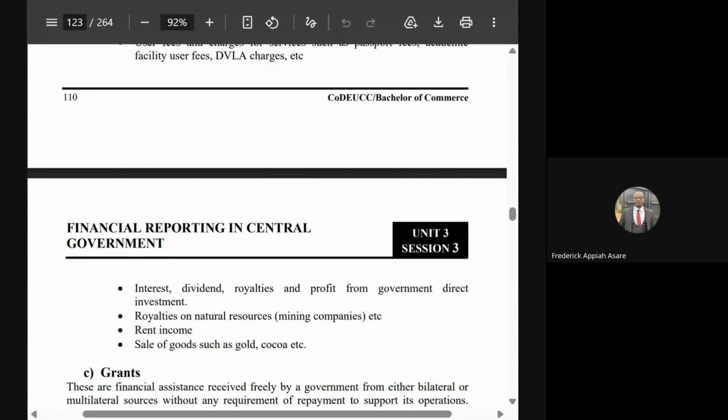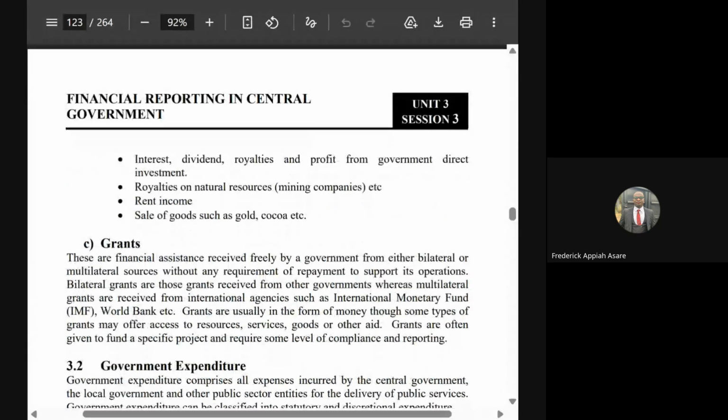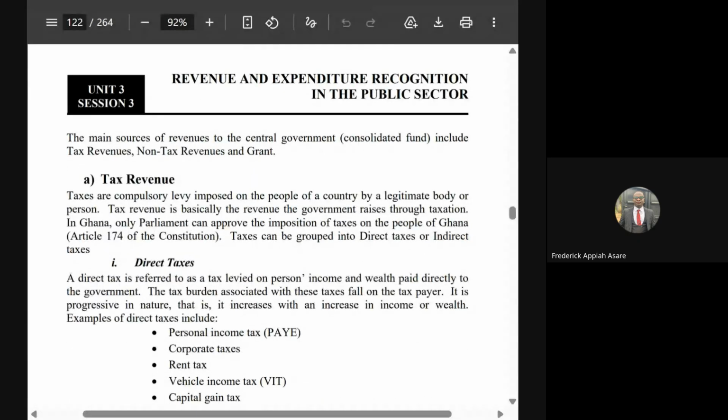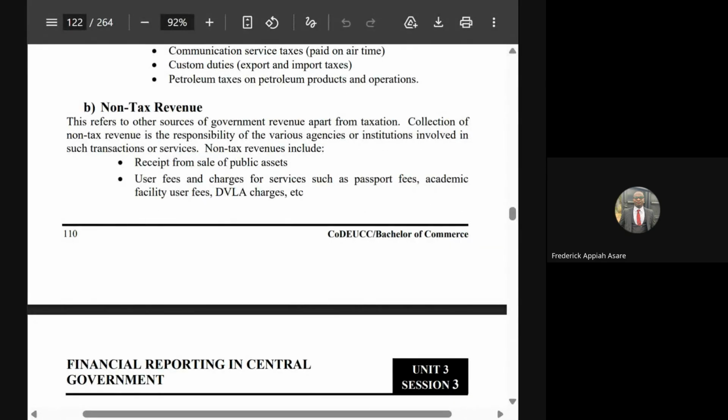Interest, dividends, and royalties that the government gets from its direct investments also go under the non-tax revenue. We have royalties on natural resources, rent income, and sale of goods such as gold, cocoa, and others. All of them fall under the non-tax revenue. So take note, for the government revenue, the main heading is tax revenue, and under the tax revenue, we have the direct tax and the indirect tax. Now, the other component is non-tax revenue. For that one, we don't have any components.